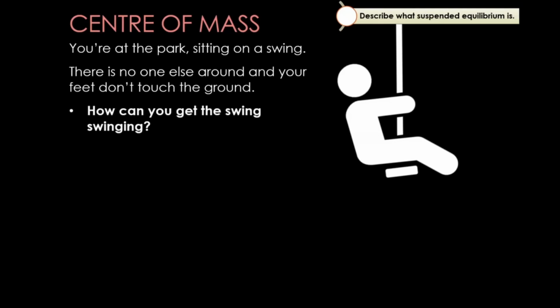So how could you get that swing swinging? What would you do in order to get the swing swinging if you were sat on it? There's no one else around to push you, and your feet don't touch the ground, so you can't push yourself off with your feet. Swing your legs, says Anis. Build momentum, says Jack. Probably, yeah, you would be building up a bit of momentum in either direction. Swing your legs is probably the best answer that we've got there from Anis.